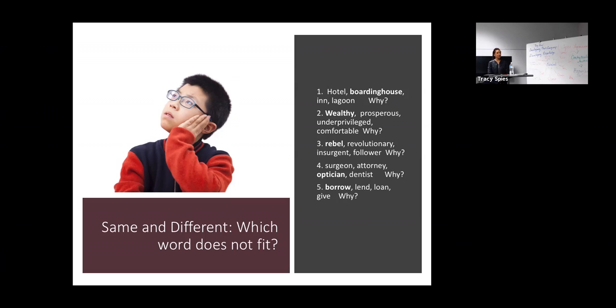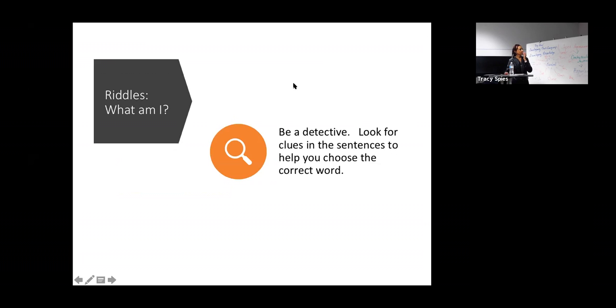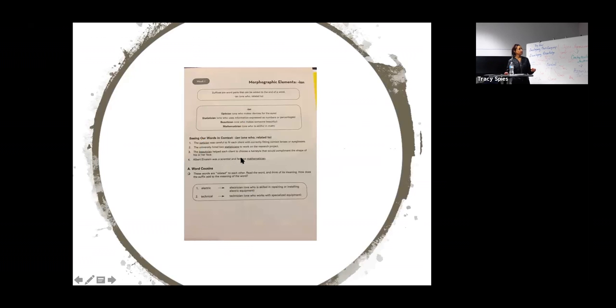There are a couple of answers for this one, but this is another activity that lends itself to higher order thinking and higher order talking. Okay. Here's another one. These are riddles and it's called What Am I? Detectives look for clues in sentences to help you choose the correct word. I may have put an example of this in your binder, so look there. I couldn't put everything here.